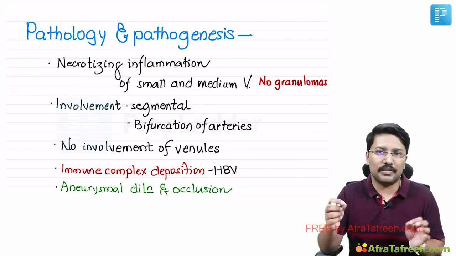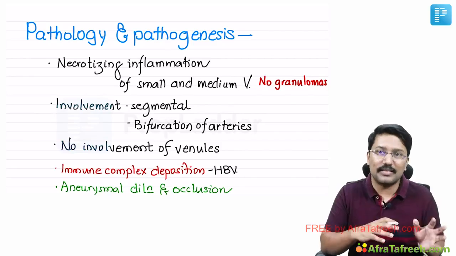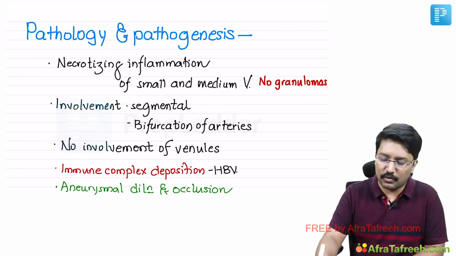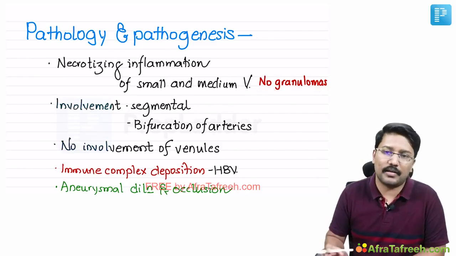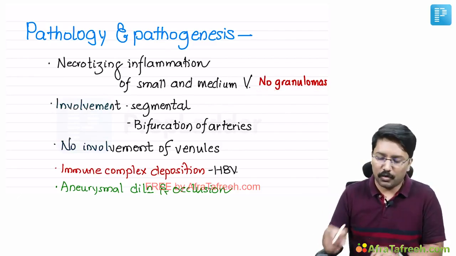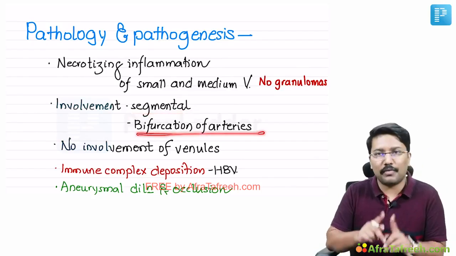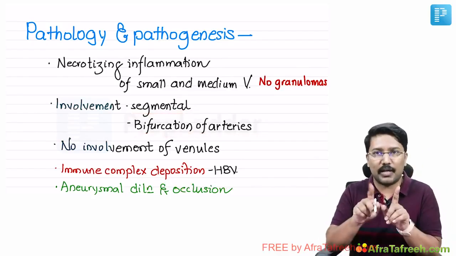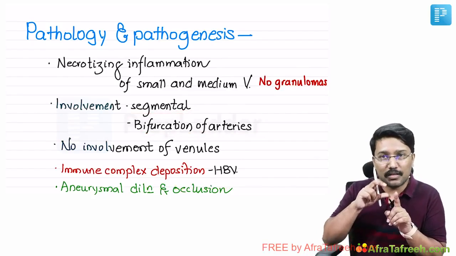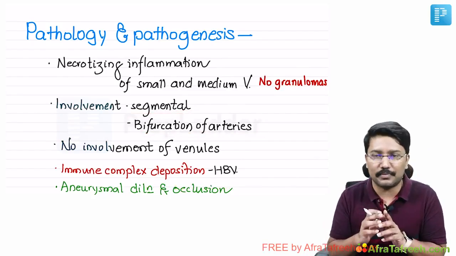various other vascular conditions where the vasculitis is granulomatous, right? So there are no granulomas in case of polyarteritis nodosa. And the vessel involvement is usually segmental, mainly affecting the bifurcation of arteries, right? If there are two arteries and they are bifurcating, that is the most strikingly affected site.